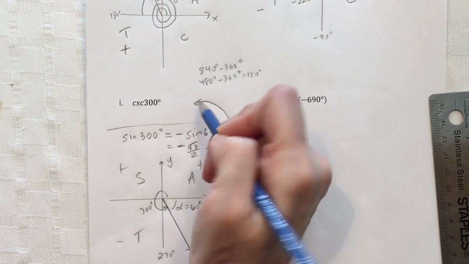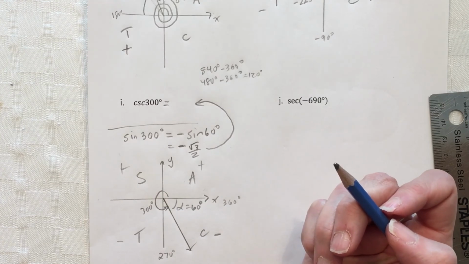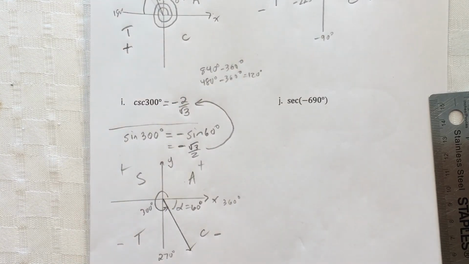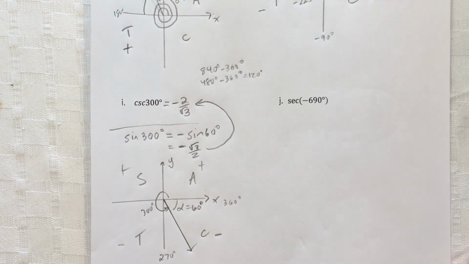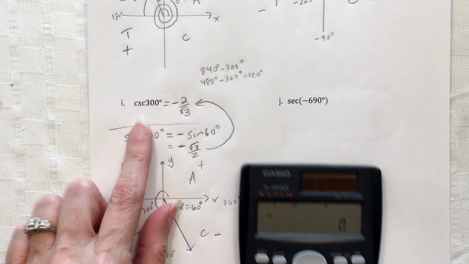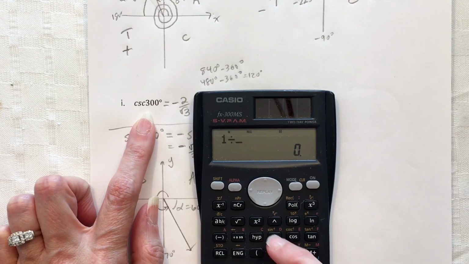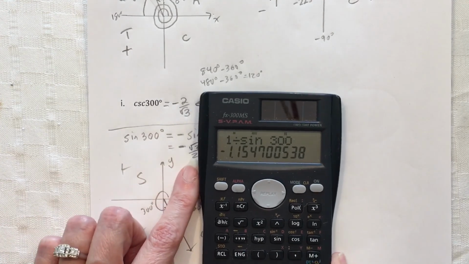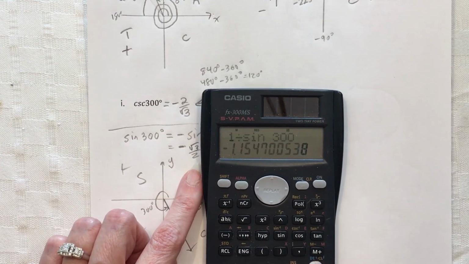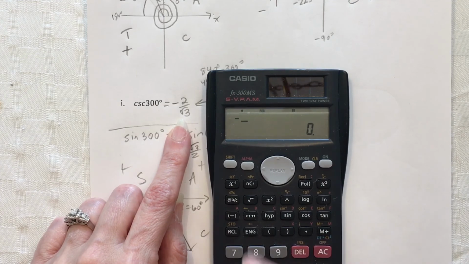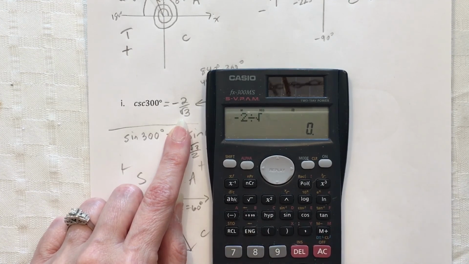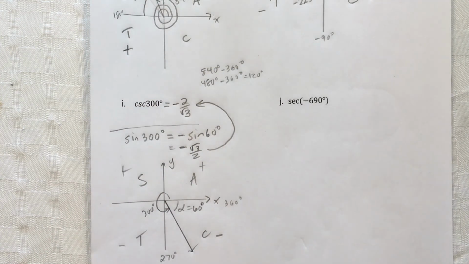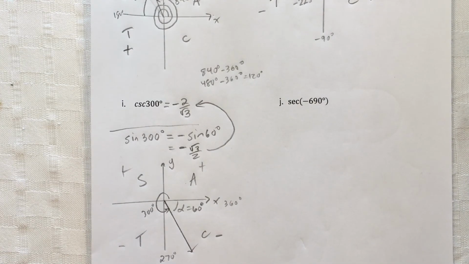But that means the cosecant of 300, flipping that upside down, is going to be negative 2 over root 3. Then let's check that on our calculator. For cosecant, we do 1 divided by the sine of 300, which is negative 1.1547. And negative 2 divided by the square root of 3 is also negative 1.1547. So there's the exact value of the cosecant of 300 degrees.